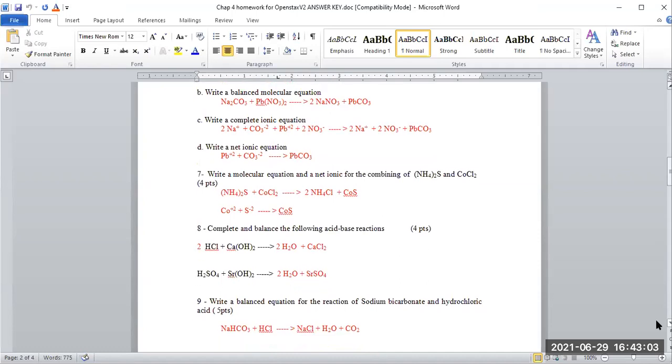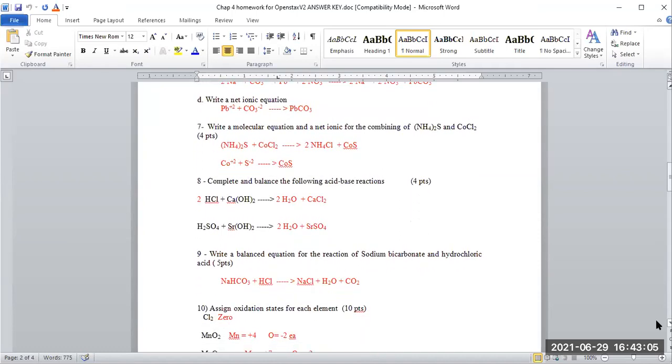Now, I did not completely balance the left-hand side on the first one there for the acid-base reactions. I gave you HCl and I gave you calcium hydroxide, but because there are two OHs, you must have two molecules of hydrochloric acid. This will also give you two water molecules and a salt, the salt being calcium chloride.